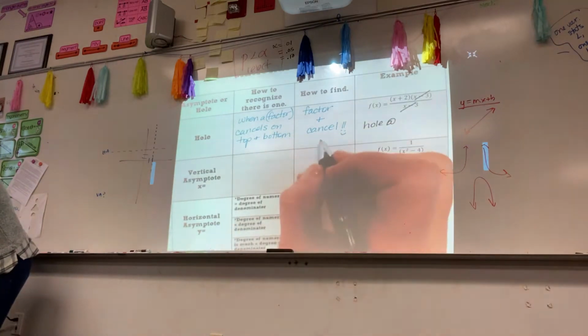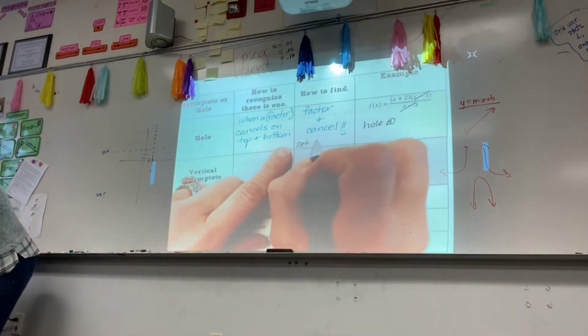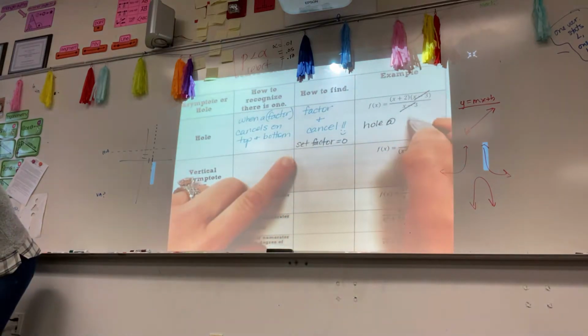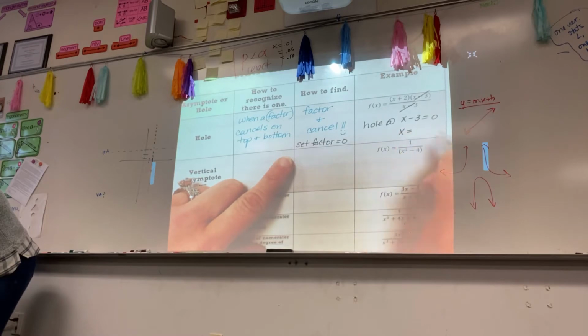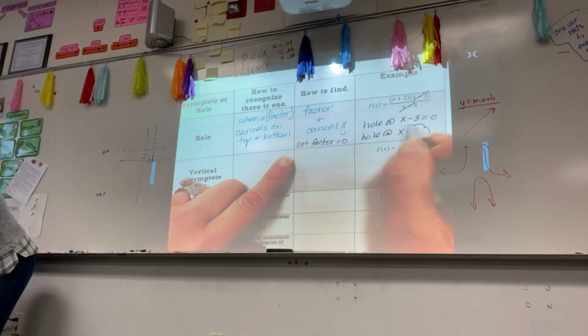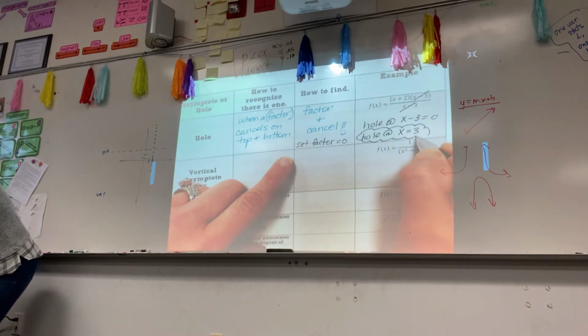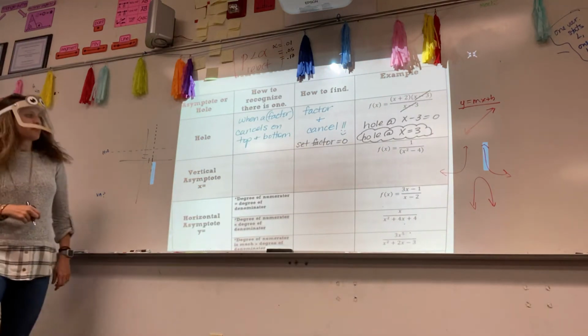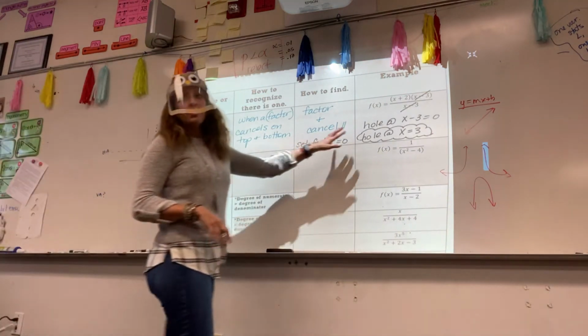Look what you have to do. You have to set your factor equal to 0, and that's where your hole is going to be. So I'm going to set x minus 3 equal to 0, and I get x equals what? 3. So I have a hole at x equals 3. You just have to set your factor equal to 0, and I'm going to have a hole at 3.